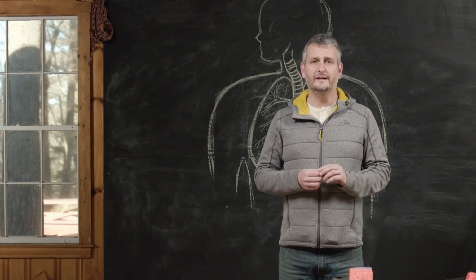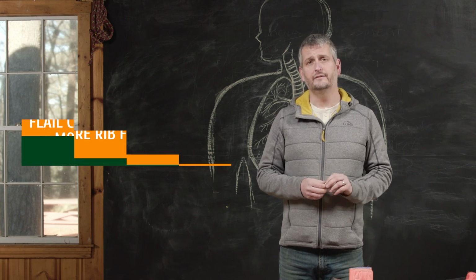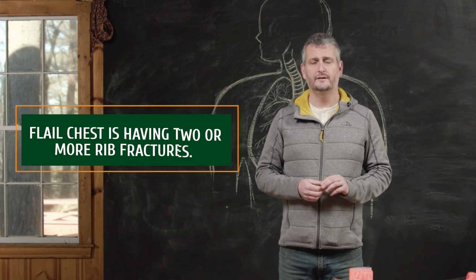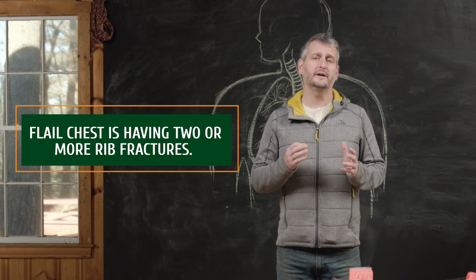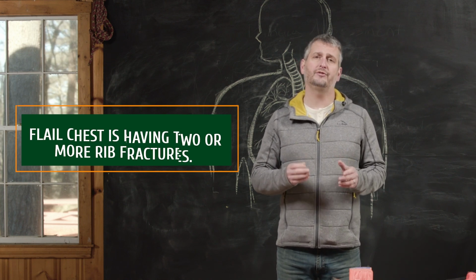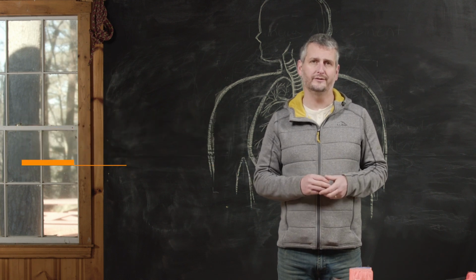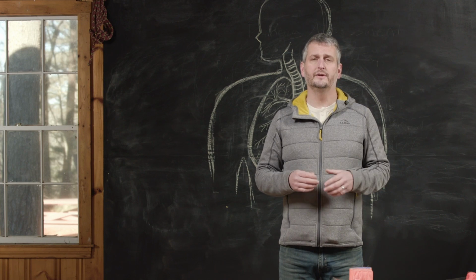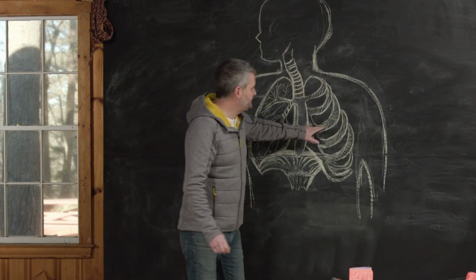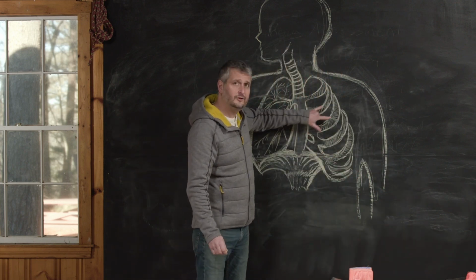Now we get to one that is deadly and is a true emergency, and that's called a flail chest. A flail chest is when you have two or more contiguous ribs fractured in two or more places. Let me break that down for you. Two or more contiguous ribs. That just means you have two or more ribs next to each other.